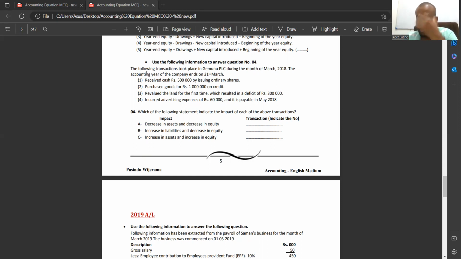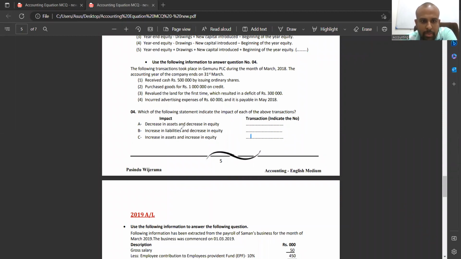Decrease in assets and decrease in equity. What are the transactions they have given? Receives cash 400,000 by issuing ordinary shares. Again, here they are asking about a company. If we look at the business from a sole proprietorship side, it's an introduction of capital, right? So when there was an introduction of capital, what will happen? Assets increase, equity increases when there was an introduction of capital or a share issue, right? So we can consider it as increase in assets and increase in capital. So here we can write transaction number 1.